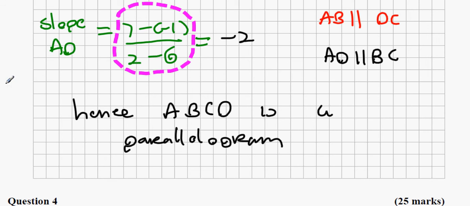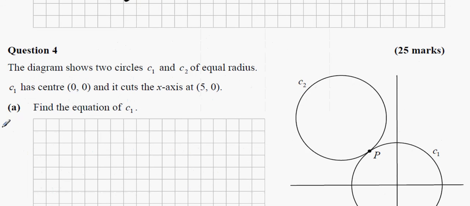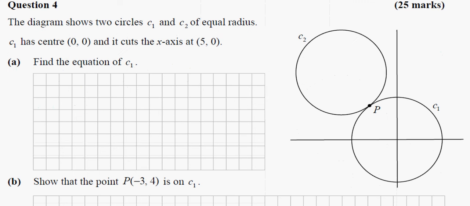Now, starting question 4. The diagram shows two circles C1 and C2 of equal radius. C1 has a center of 0, 0. So we know this here is going to be 0, 0. And it cuts the x-axis at 5, 0. So we know that's 5, 0.